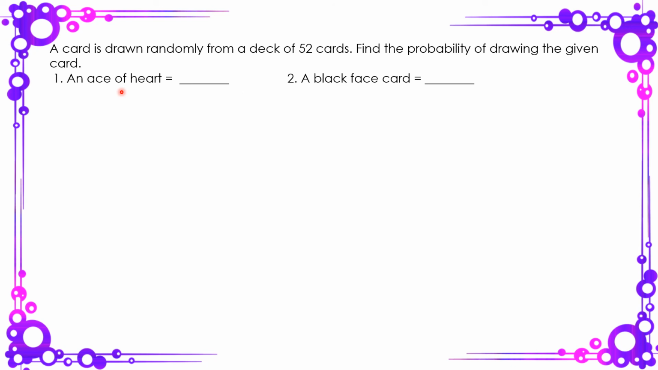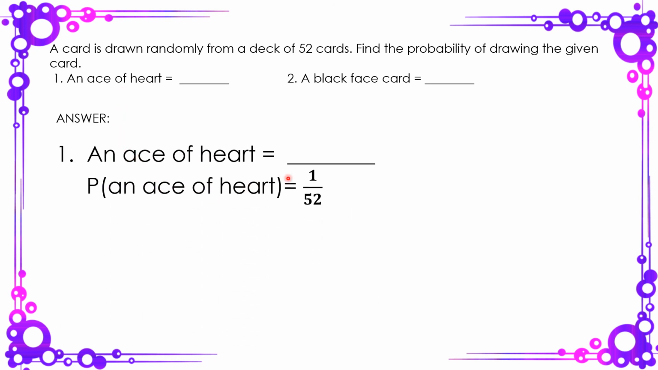So this is the letter A and then the heart figure in the card. So we have only 1 over 52. The probability of an ace of heart is equal to 1 over 52. Same with an ace of spade. We only have 1, so this is equal to 1 over 52. Same with an ace of flower, we only have 1 over 52. Same with an ace of diamond, we only have 1 over 52.